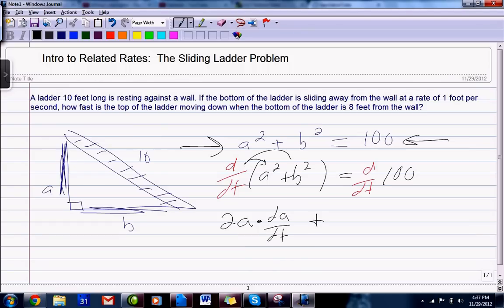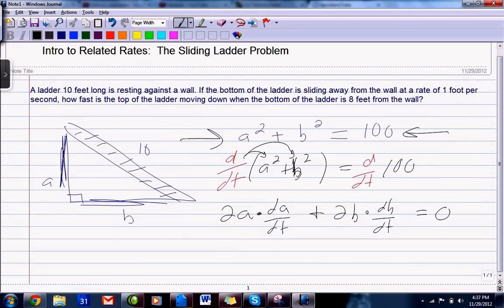Similarly, the derivative of b squared with respect to t, time, would be 2b times, by the chain rule, dB/dt. And the derivative with respect to time of 100, it doesn't matter what variable I'm differentiating with respect to, its constant is going to be 0. That right there is my related rates equation.